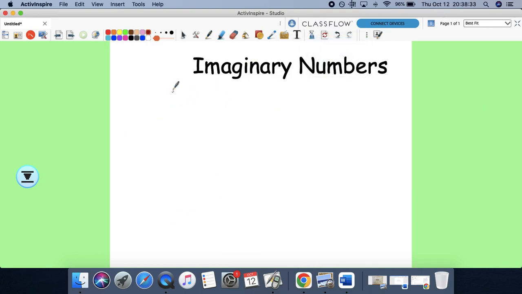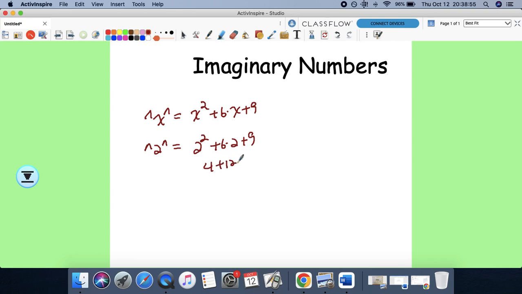Number 4, what's the value? We have this weird expression, and when that happens, they're supposed to take whatever x is squared, multiplied by 6, and add 9. So I'm going to replace x with 2: 2 to the second plus 6 times 2 plus 9, which is 4, 12, and 9, which is 25. That was number 4.